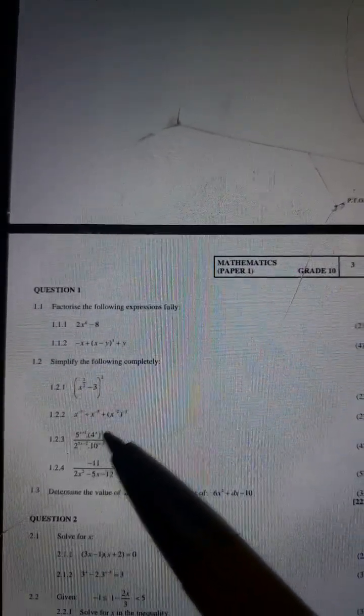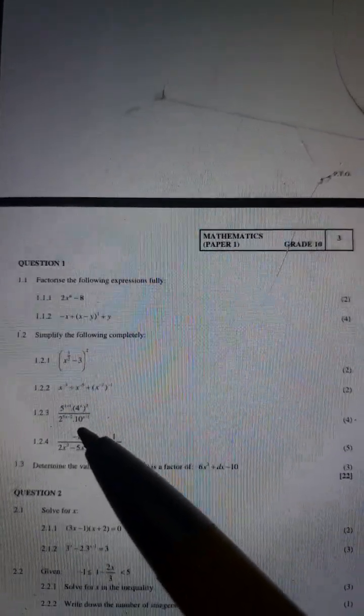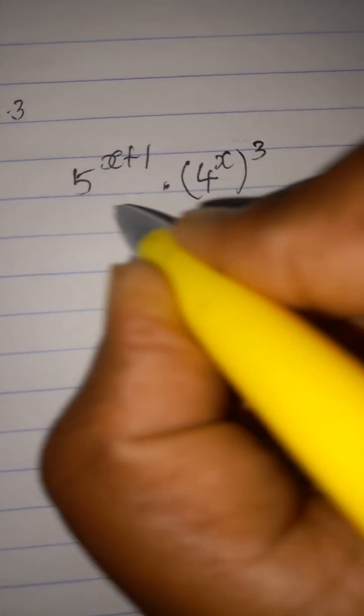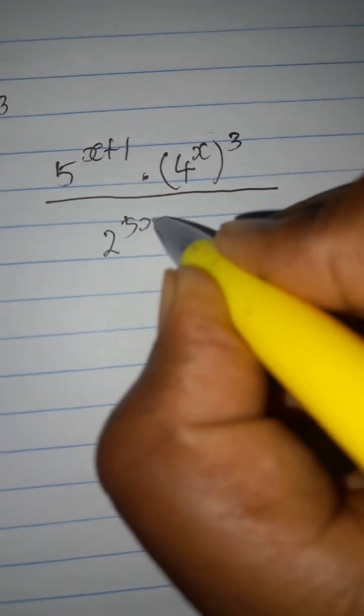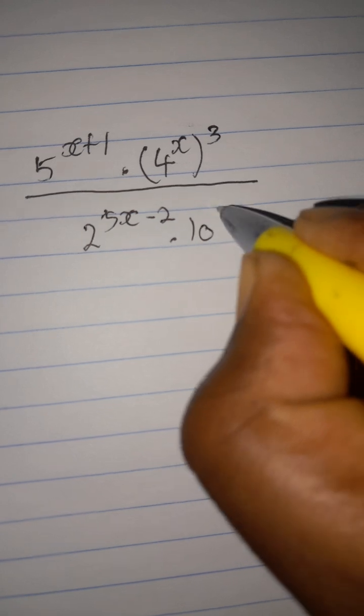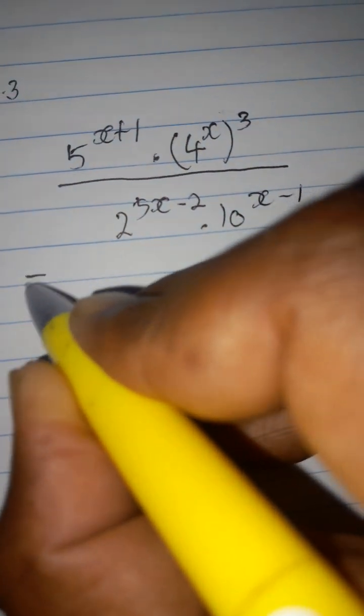5 to the power of x plus 1 multiplied by, open the bracket, 4 to the power of x, to the power of 3, over 2 to the power of 5x minus 2 multiplied by 10 to the power of x minus 1. Right. That's 4 marks. Let's put that into practice. So for this exponent, guys, we are given 5 to the power of x plus 1 multiplied by 4 to the power of x, to the power of 3, the exponent 3. So we have 2 to the power of 5x minus 2 multiplied by 10 to the power of x minus 1. So let's simplify.